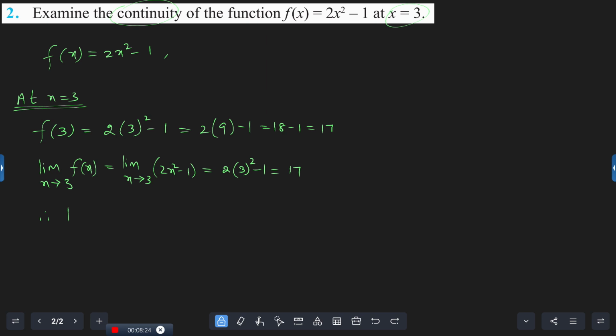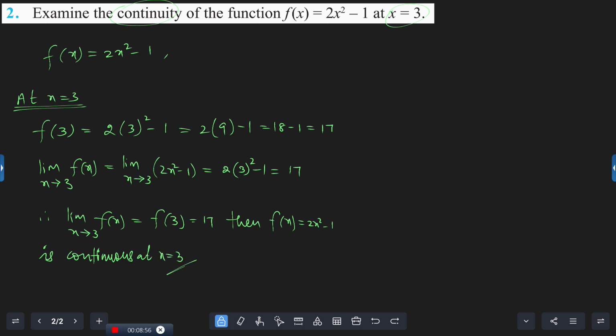Now therefore limit value as x tends to 3 of f of x is equal to function value at 3, both are equal to 17. If both the function value and limit value are equal to a single scalar, what can we say? Then f of x is continuous. f of x equal to 2x square minus 1 is continuous at x is equal to 3. That's it. So this is question number 2. Very simple actually. Do it fast.